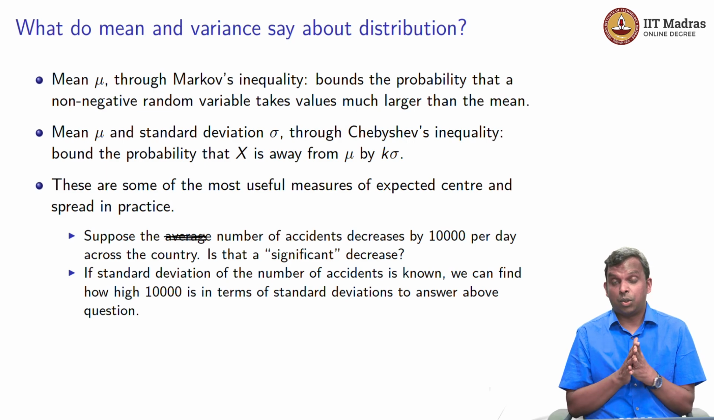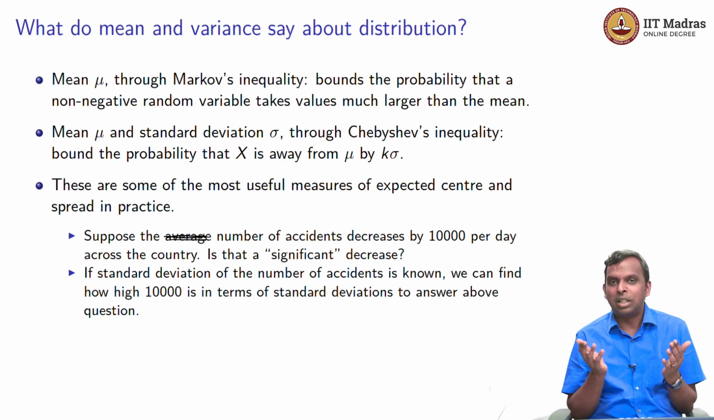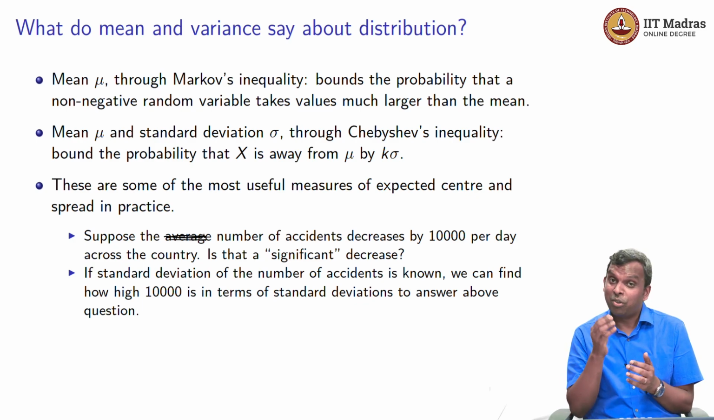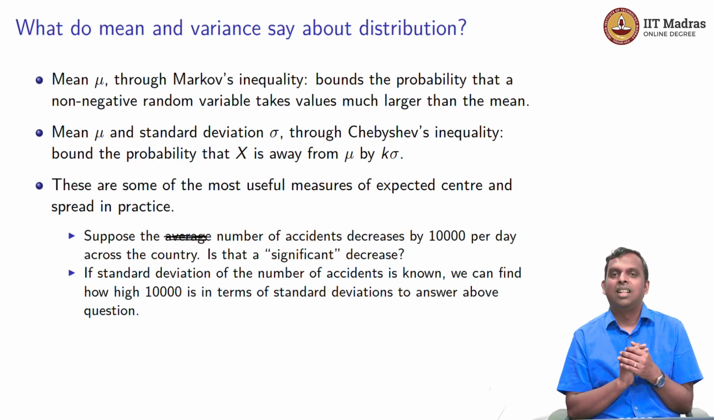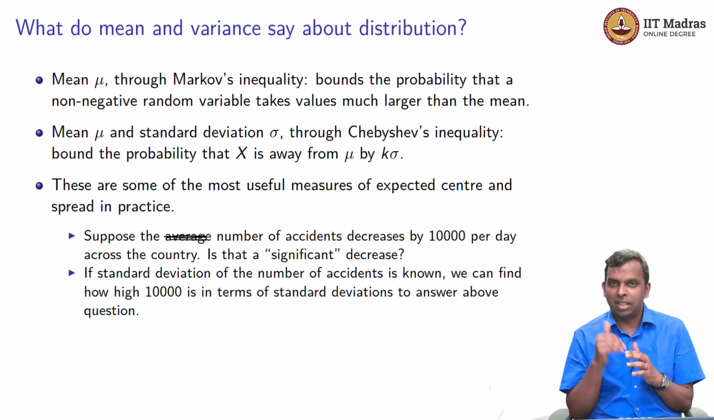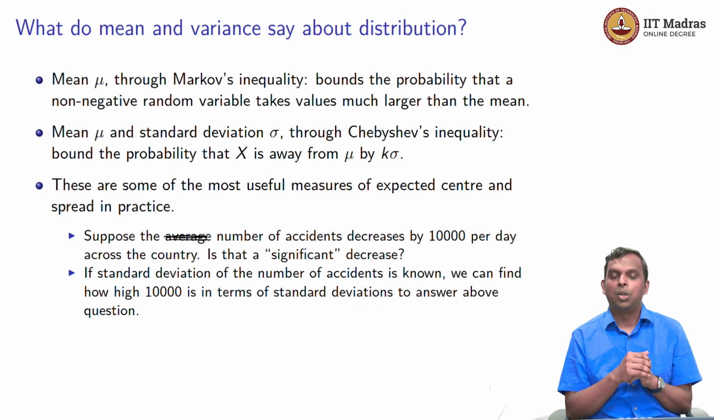To answer that question, you have to see what the standard deviation is. If you look at it, 10,000 is not that high. I think the average number of accidents in the country is about a few lakhs, if I'm not wrong. It's very high. So 10,000 doesn't sound that big, at least from Markov's inequality, but you have to really look at the standard deviation, and then you'll see whether that is a sharp decrease. If it's a very high decrease, then we are doing something right, some good policy to prevent road accidents. If it's a minor decrease, you'd think of it as something that happened naturally.